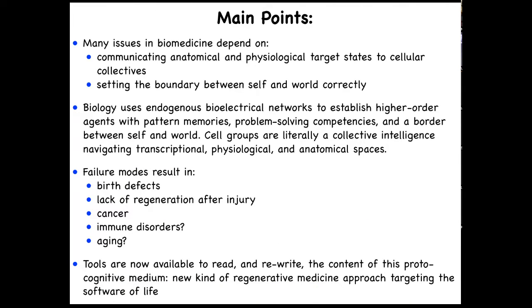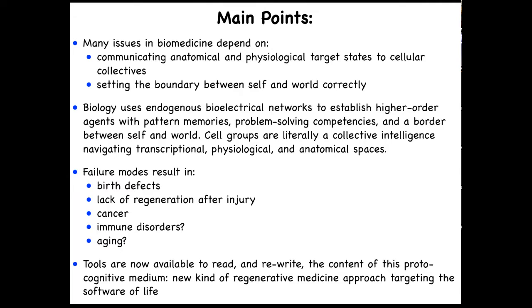I'm going to talk about the fact that numerous issues in biomedicine depend on two critical things. One is the ability to communicate anatomical and physiological target states, aka goals, to cellular collectives, to groups of cells. And also the correct setting of the boundary between self and world. And this is very important, and I'll show you what I mean by this.